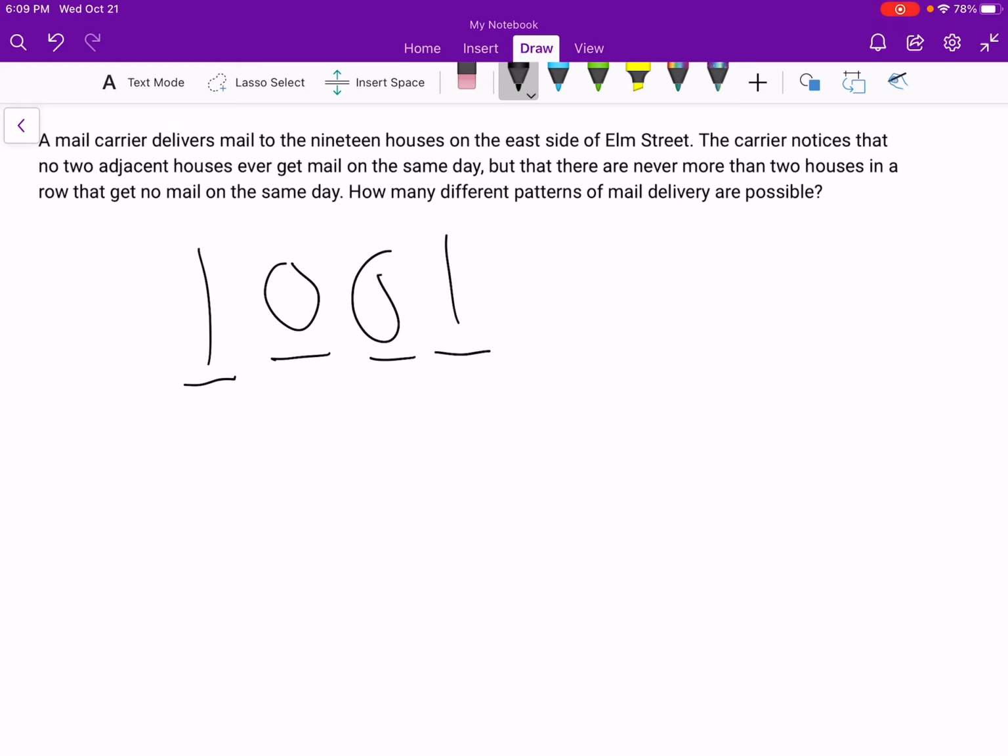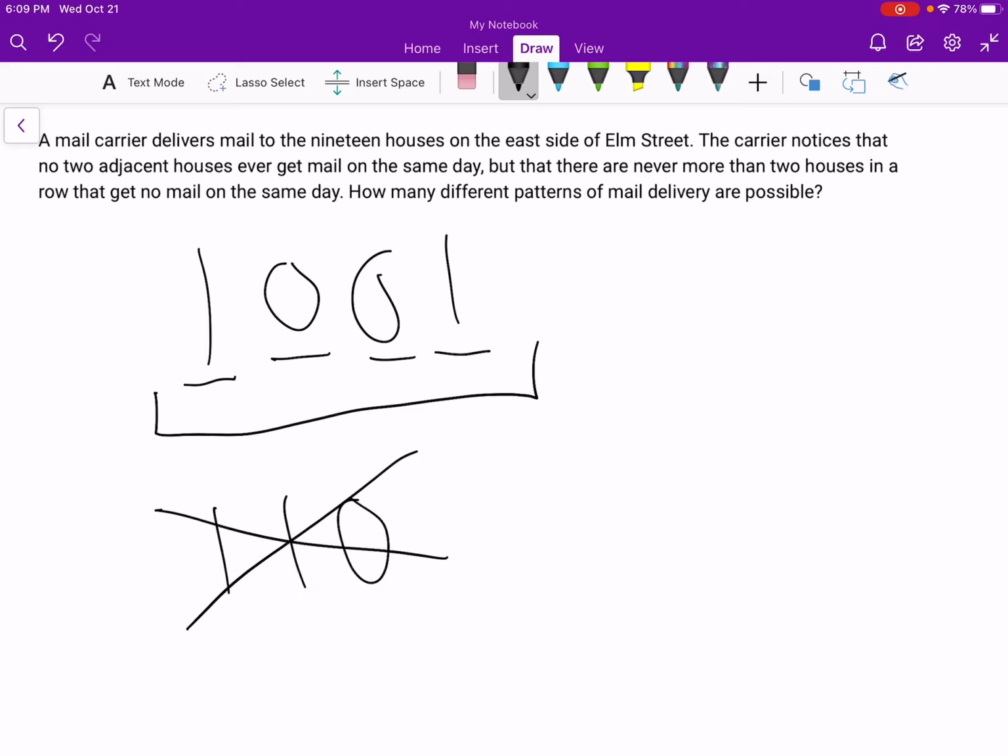Also, we will define a string to be valid if it satisfies the conditions given by the problem. That is, no more than two adjacent houses got mail, and no more than two consecutive houses didn't get mail. So this is an example of a valid string, whereas a string like 110 would not be valid.